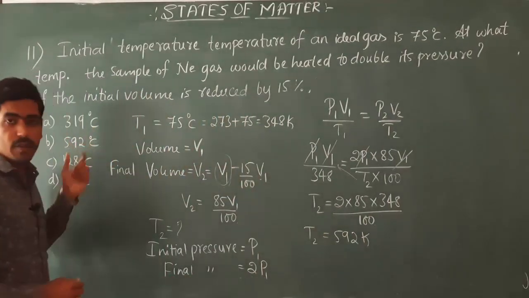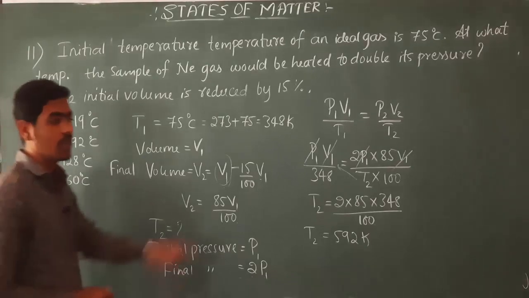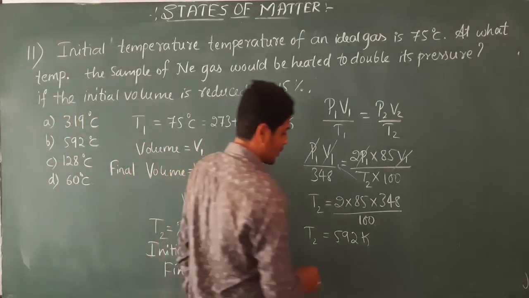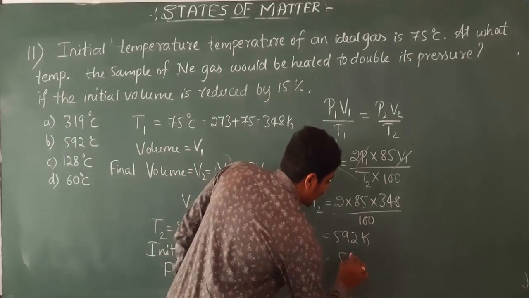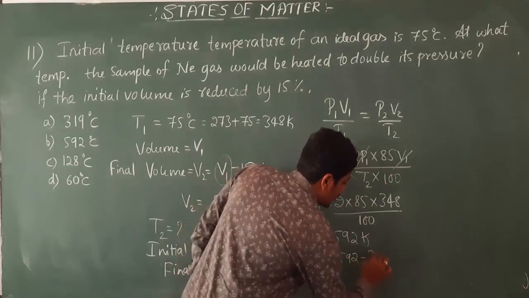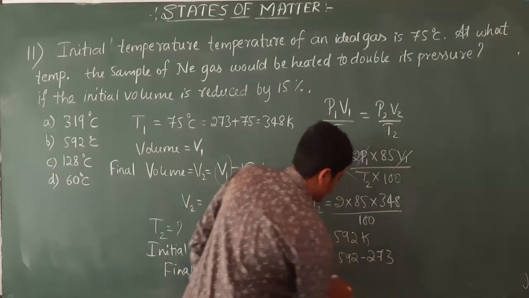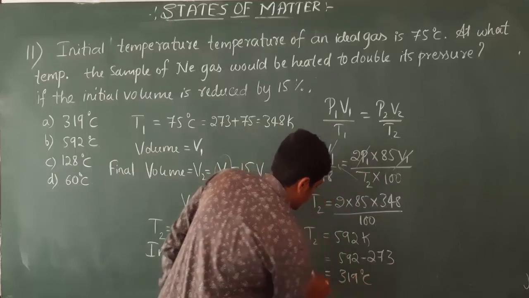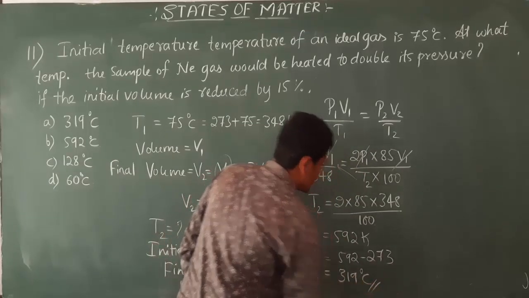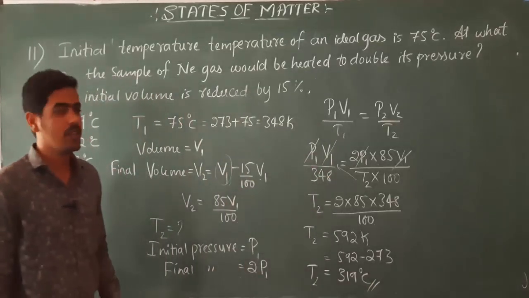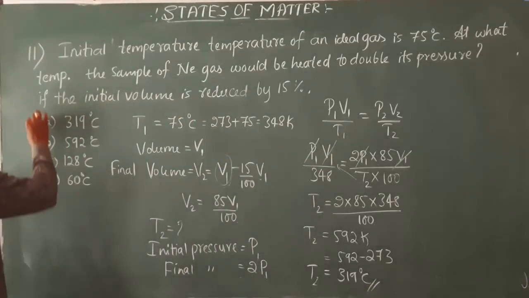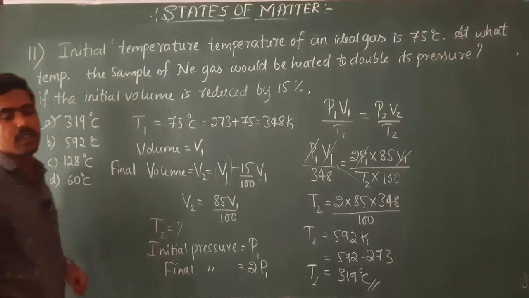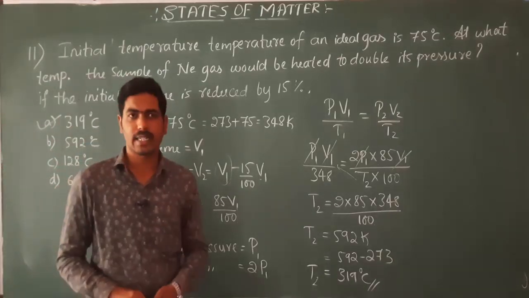Here the temperature is given in terms of degree Celsius, so convert that into degree Celsius. How will you convert? 592 minus 273 gives 319 degrees Celsius. Okay, that is the value of T2. So which option is right here? Option A, 319 degrees Celsius is the correct answer.